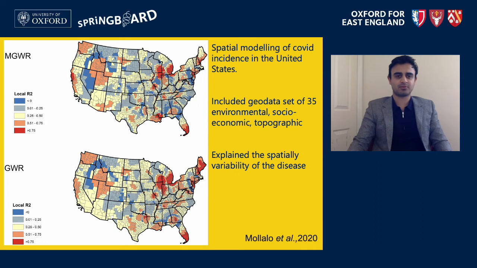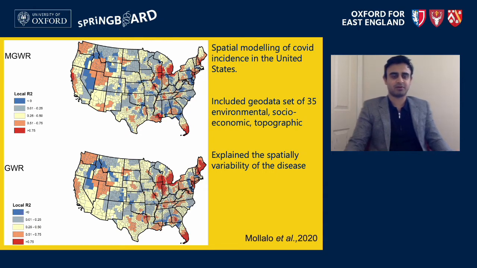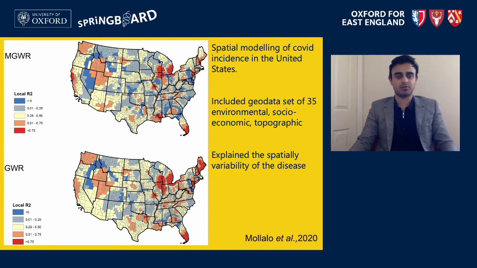Here's an example of a recent study which looked at spatial modeling of COVID incidence in the US. It's very interesting because they used not only spatial data but also environmental and socio-economic data, and combined them together to see how spatial variation in COVID incidence affects how people live. The red spots you see on the map are related to a higher incidence rate, and blue to a low incidence rate. GIS could be an interesting way of looking at these things.